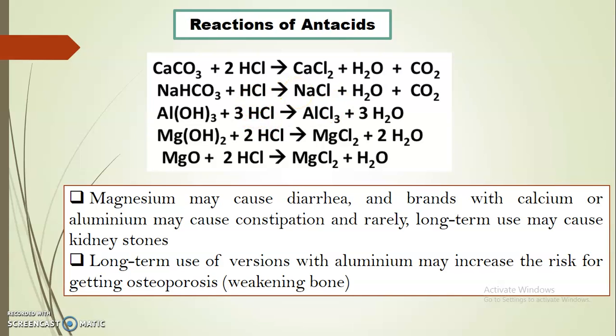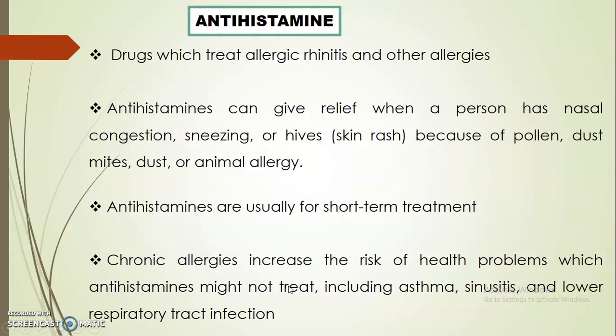And one problem with antacid is magnesium. Sometimes it may cause diarrhea, and brands with calcium or aluminum may cause constipation, and rarely long-term use may cause kidney stones. And long-term use of versions with aluminum may increase the risk of getting osteoporosis, that means weakening of bone.